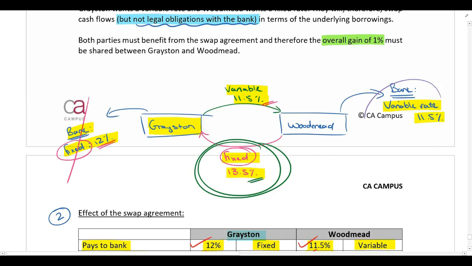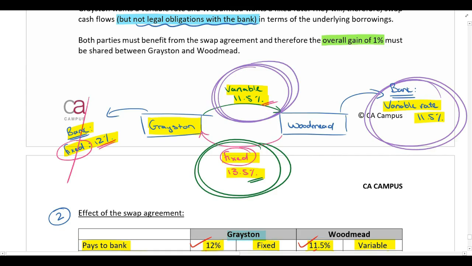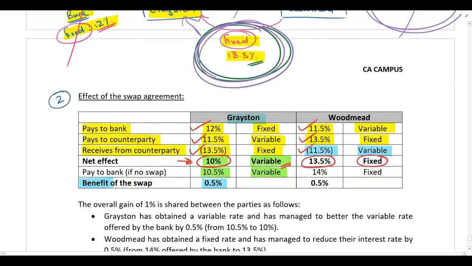They pay their bank a variable rate of 11.5% and they receive a variable rate of 11.5% from Grayston. So this works perfectly, and you can see these completely cancel each other out. They pay a variable rate of 11.5%, they receive a variable rate of 11.5%. Net effect, 0. So they then pay a fixed rate of 13.5% to Grayston, and that is the net effect. They are left with a fixed rate of 13.5%.